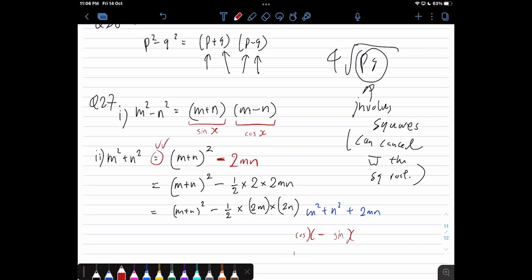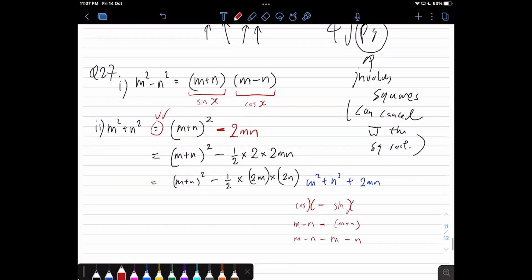2n. How you get 2n? M minus n minus bracket m plus n. If you open up the bracket, you get minus m minus n. The m cancel away. That's minus 2n. Almost there, just times negative 1. So this is actually minus 2n. So if you want 2n, it's actually just times negative 1 to this guy. So this guy is sine x minus cosine x. How about 2m? I'll leave that as an exercise for you. Go and think about it. Then that's all for today.